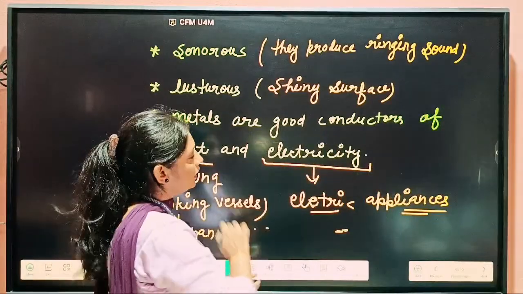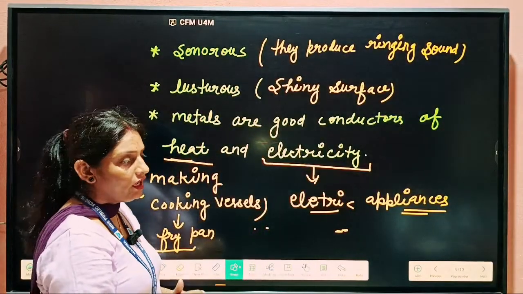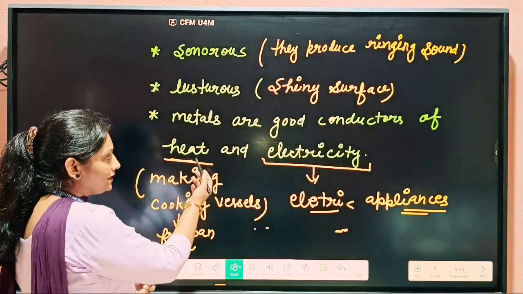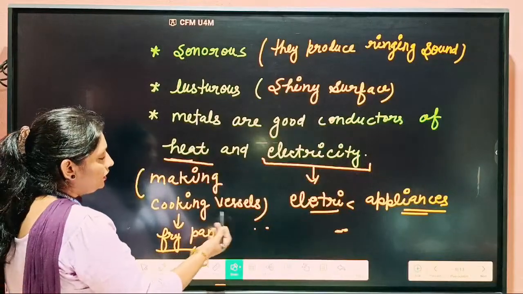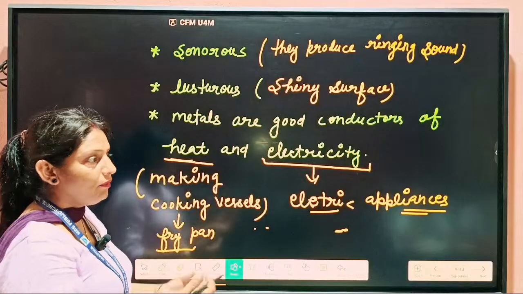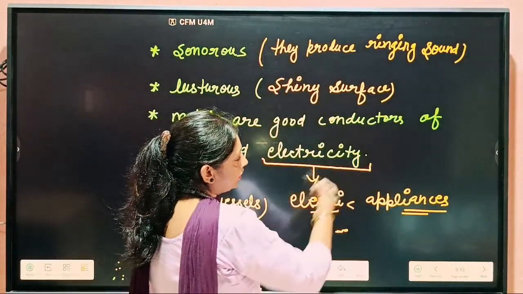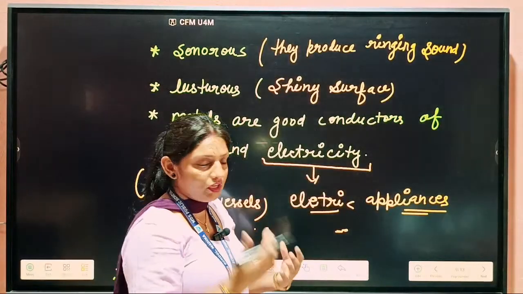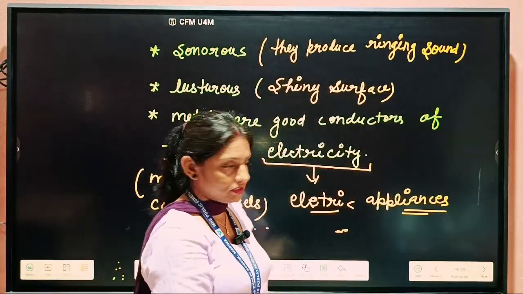Metals are good conductors of heat and electricity. Because they are good conductors of heat, they allow heat to pass through them, so we use metals like aluminium for making cooking vessels, and some metal alloys too. And metals are good conductors of electricity, so we use metals for making electrical appliances.